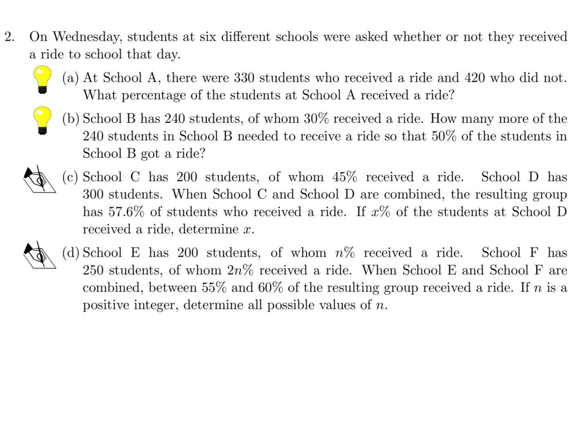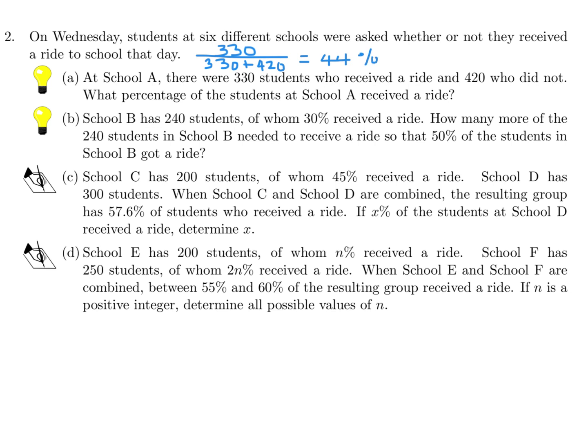On Wednesday, students at 6 different schools were asked whether or not they received a ride to school that day. At school A, there were 330 students who received a ride and 420 who did not. What percentage of the students at A received a ride? So it would be 330 divided by 330 plus 420. And when you do that math, it comes out to, I think, 44%.